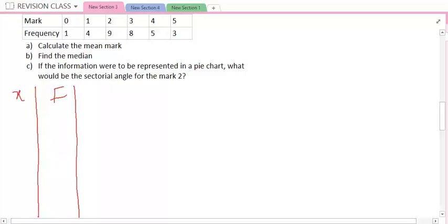So what's the data? 0. How many times? 1. What's the data? 1. How many times? 4. What's the data? 2. How many times? 9. What's the data? 3. How many times? 8. What's the data? 4. How many times? 5. What's the data? 5. How many times? 3. So what's the next thing we open?